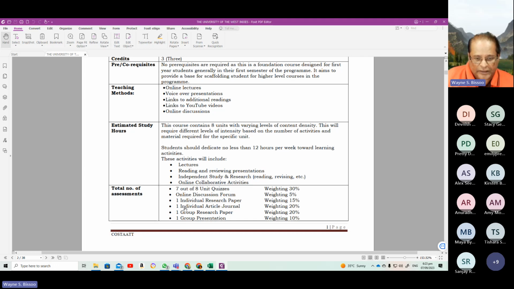Then you have the individual article journal. The instructions for that are that you have to find an article from the newspapers or from some sort of journal that is relevant to economics and has some economic content in it, and you'll write an analysis of that and submit it as an assignment. I have to approve your journals, so sorry, I have to approve the articles that you're going to utilize for the research.